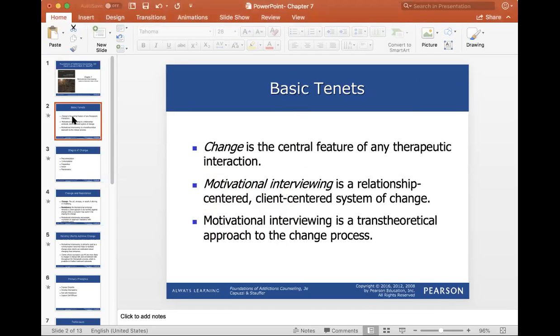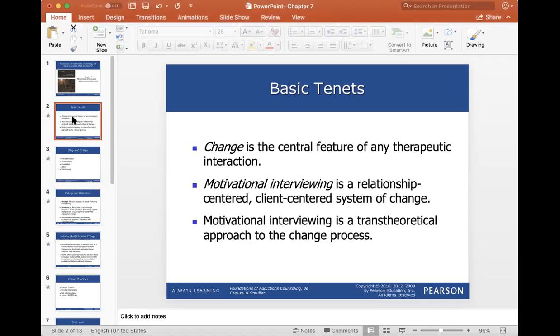The basic tenet of MI is change. It's a central feature of any therapeutic interaction. And MI specifically is a relationship-centered, client-centered system of change. So client-centered meaning not judgmental, and you are really hearing the client, providing empathy, providing unconditional positive regard. You really want to be a safe place for the client because, if you're passing judgment or making passive aggressive remarks, they're getting enough of that in their life, right? Every other person in their life is judging them for their addiction. So you want to be a safe space. You want to provide them almost with a corrective emotional experience.